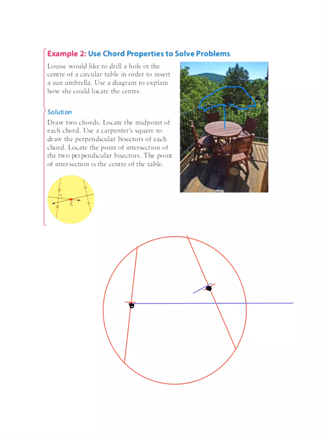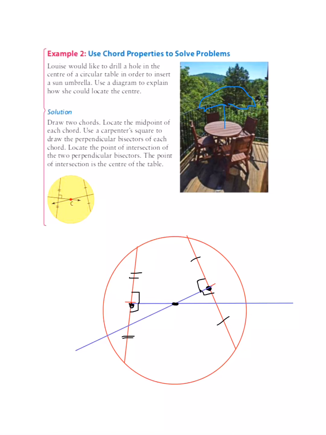And then I take this other chord, and we bisected it. So what that means is that we carefully measured that this was 90 degrees, this was 90 degrees on both sides of those. And this side is the same length as this side. The point of intersection is at the center of the table. So that is what we aim to find.